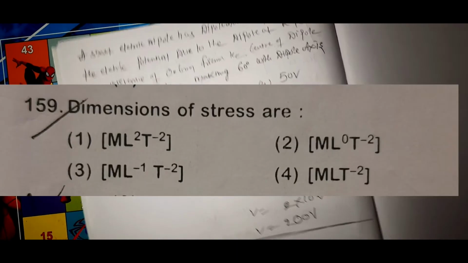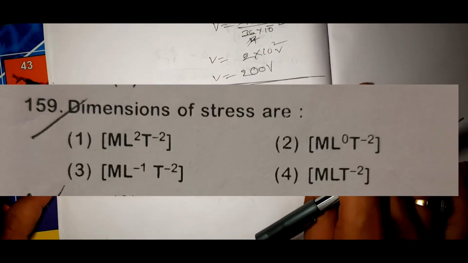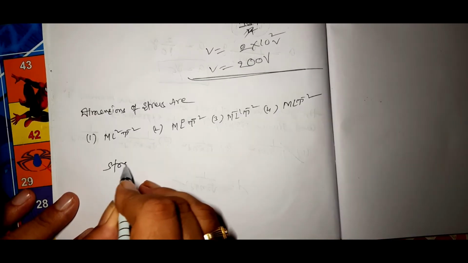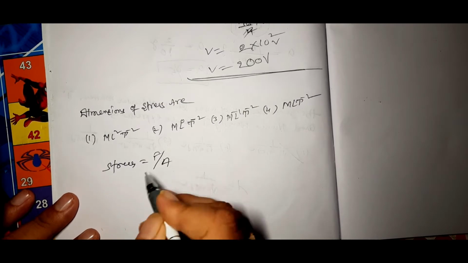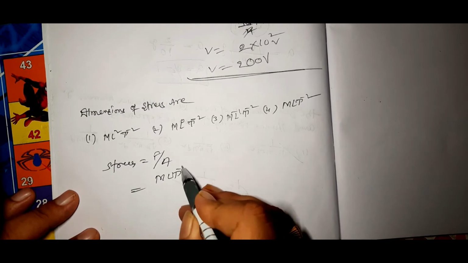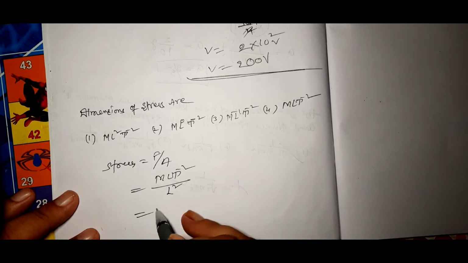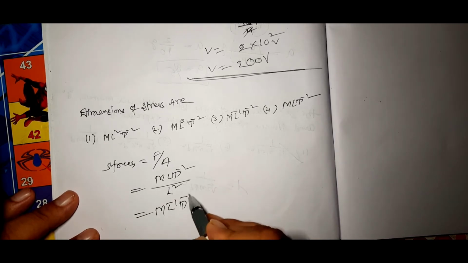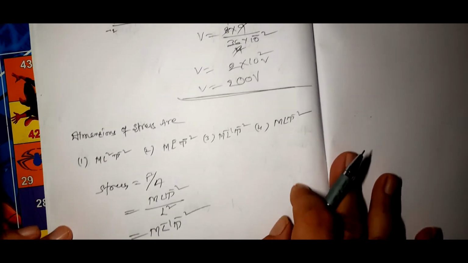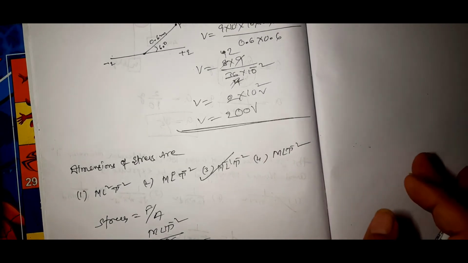Now let us solve another question. The dimension formula for stress. We know that stress is equal to force by area. Force has dimension formula M L T to the power minus 2, divided by area with dimension formula L square. By solving this we get M L to the power minus 1 T to the power minus 2. So our option is M L minus 1 T minus 2, that is option 3.